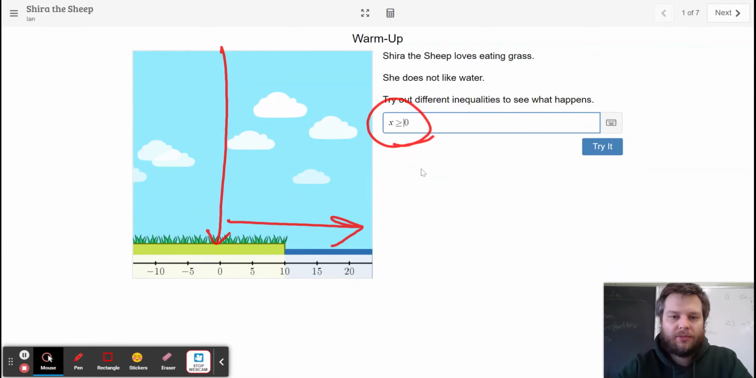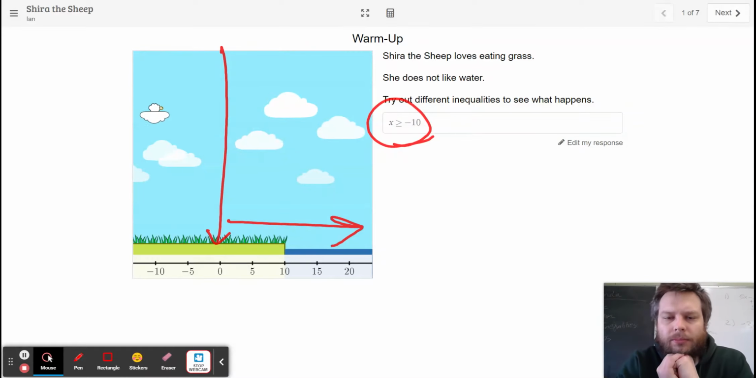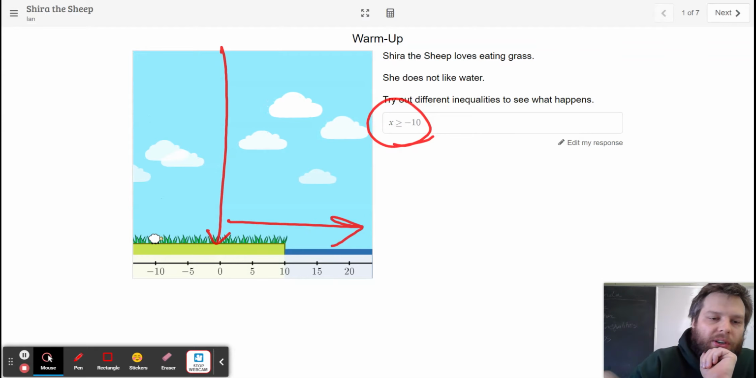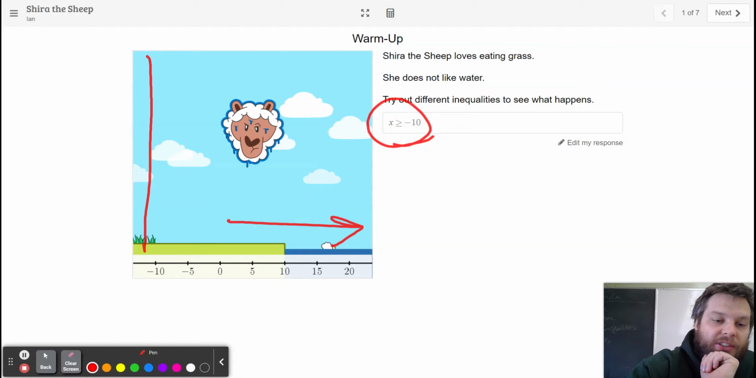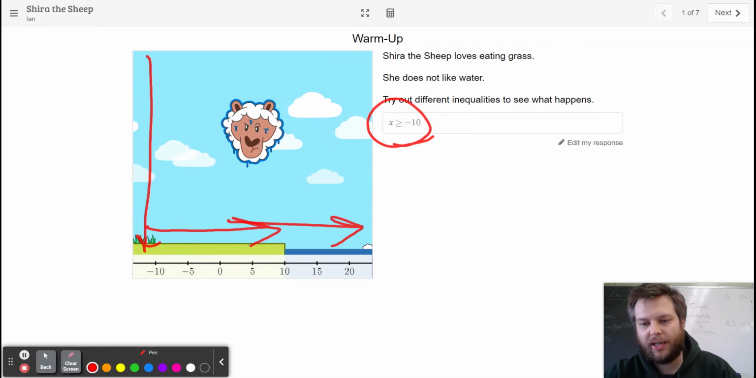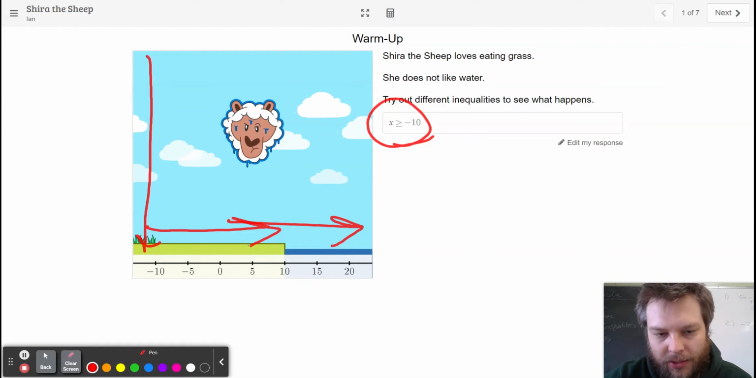Let's see what happens if I change this number. Maybe I want the sheep to go to negative 10. Now what happened to the sheep? Sheep landed at negative 10. Sheep moved to the right. That is still an unhappy sheep. Shira the sheep does not like water. If I have the sheep walk to the right, the sheep will hit the water.